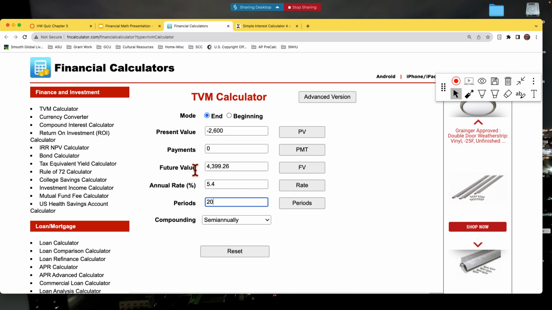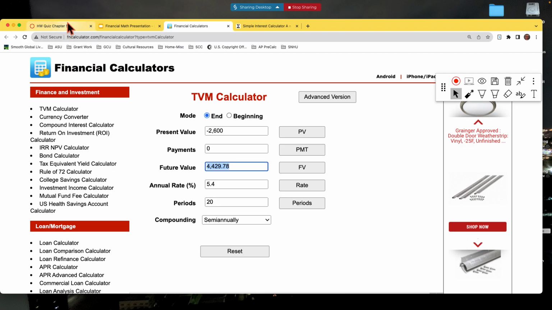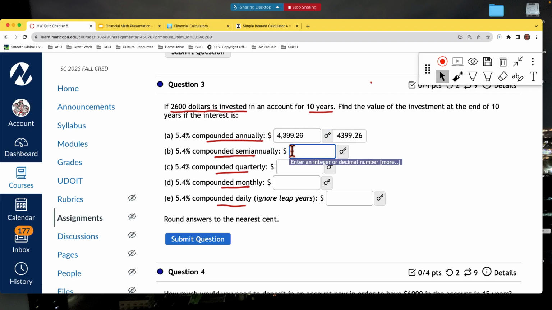And I could delete this if I want, but if I just click on future value, it will update. More interest, right? Because they're compounding twice a year. That extra compounding, we now have $4,429.78. I think this works. This puts a comma. Sometimes that messes things up, but let's see. Notice mine has a comma, theirs doesn't. It might tell me I'm wrong, but then we'll go take the commas out. And then again, you're going to see that.